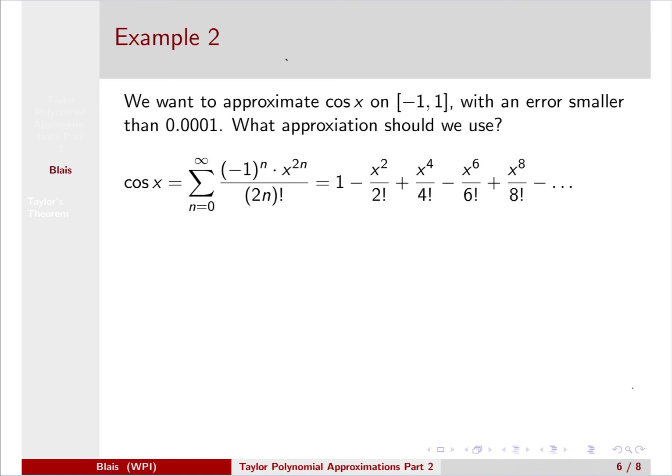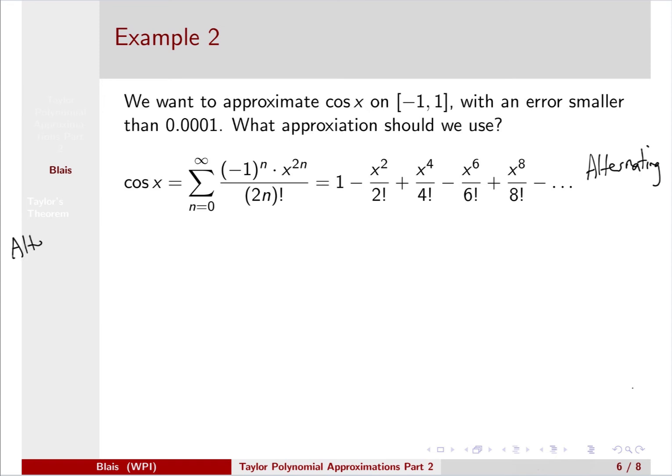Well, since we're working on the interval minus 1, 1, 0 is the midpoint of that interval. So the Maclaurin series is a natural place to start. Let's use a partial sum of that Maclaurin series for our approximating polynomial. Well, we note that this is alternating.